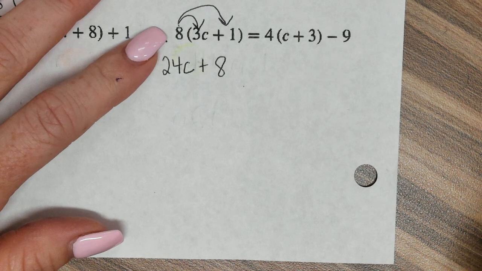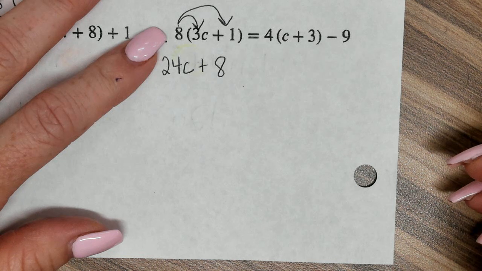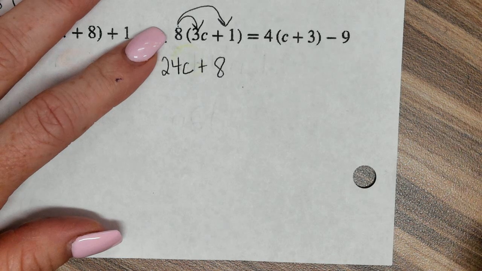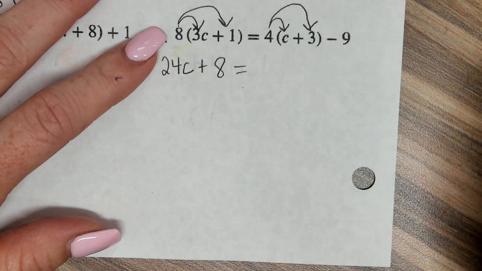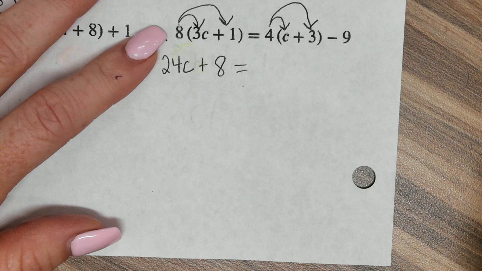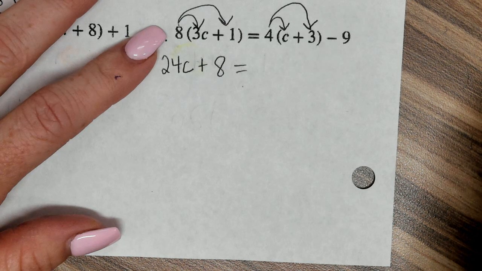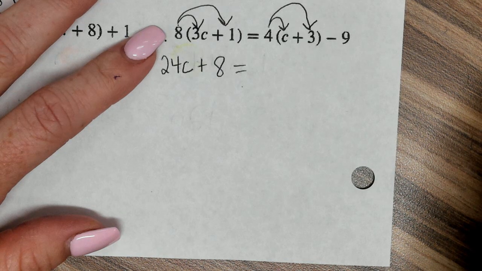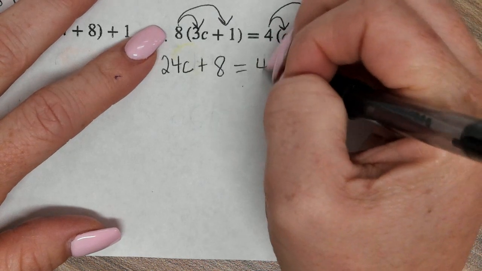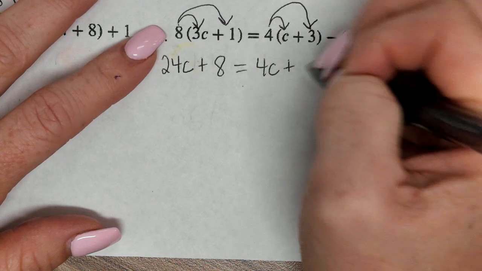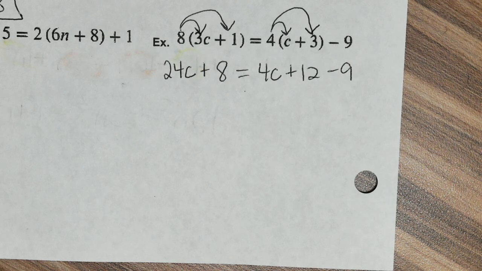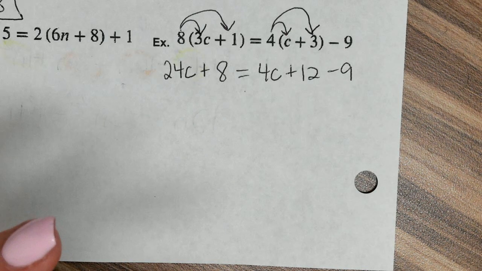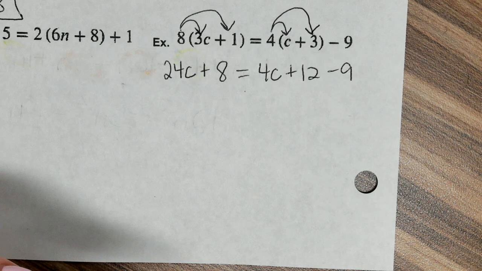Am I going too fast, or y'all okay? Now I'm going to distribute the 4 to everything in parentheses over here. So I have 4 times c is 4c, plus 4 times 3 is 12, and then I'm going to just write down the minus 9. Did everybody get this far? Yes or no?